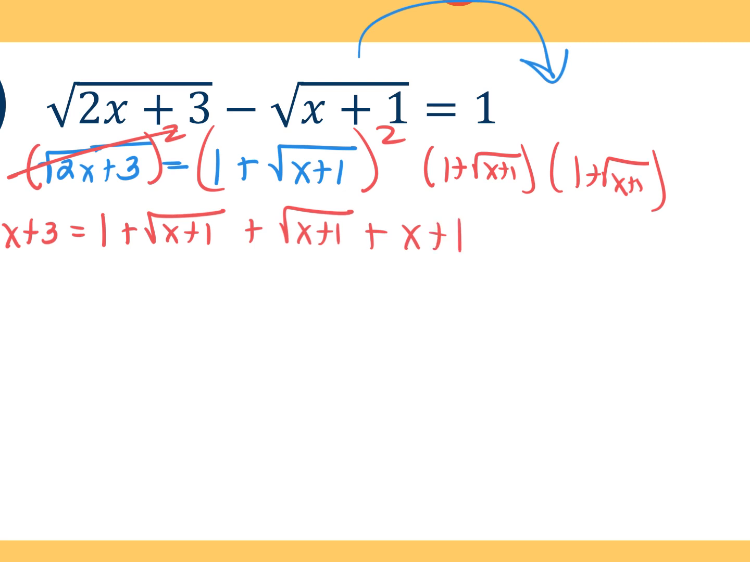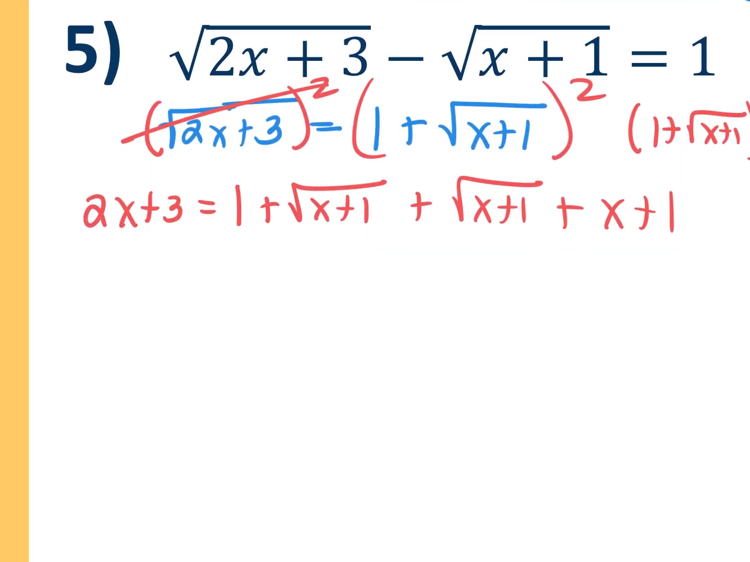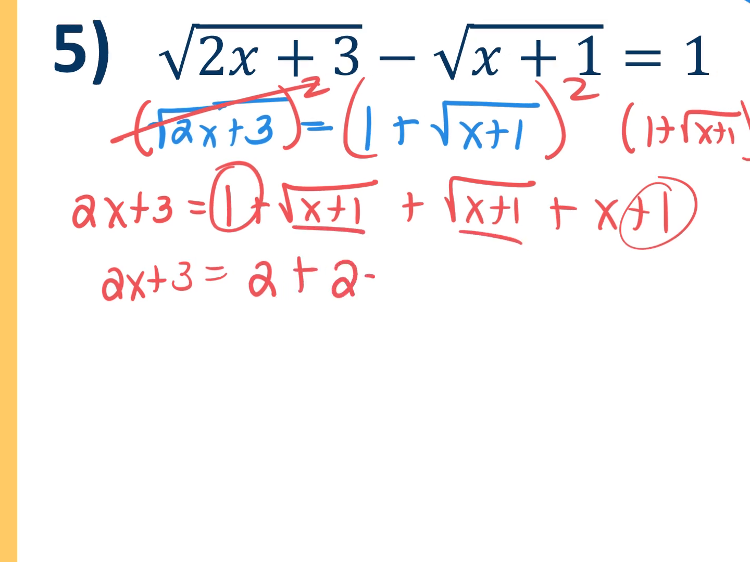So let's see what we can combine, and we'll be able to then solve the equation. 2x plus 3 over here. I have a 1 here and a 1 here. That gives me what number? 2. Good. Plus, how many square roots of x plus 1 do I have? I have 2. So those are combined. We're good. And I have this little old x hanging out, so we've got to keep that.